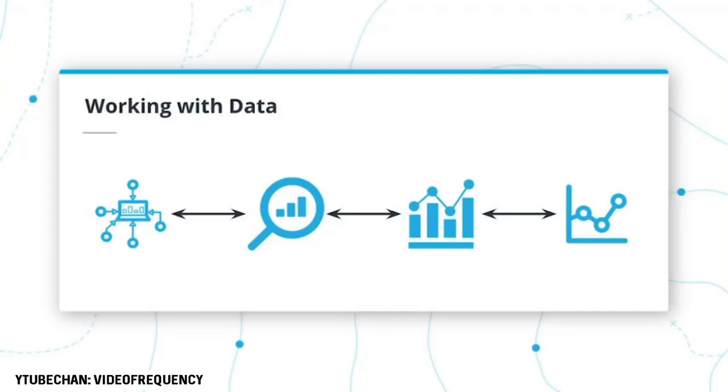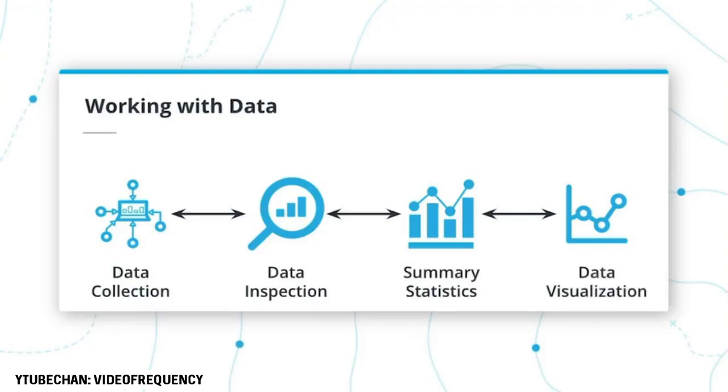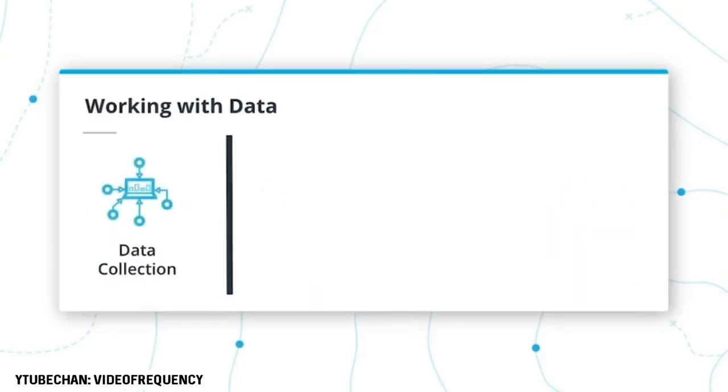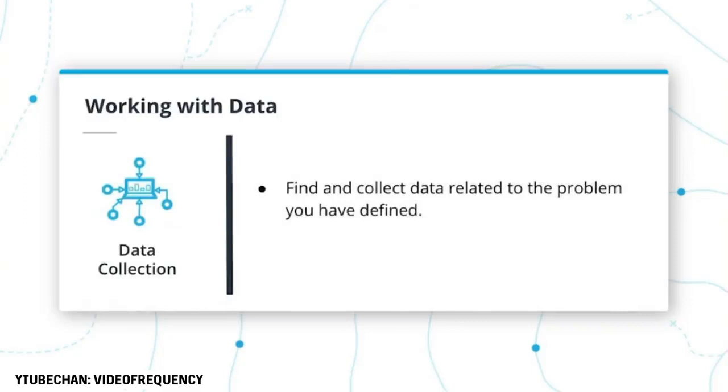There are 4 ways to break down the data portion of the machine learning workflow: data collection, inspection, summary statistics, and data visualization. Each plays an important role. Let's take a deeper look at each step. The first step is to gather data relevant to your problem. For example, if you're trying to build a system to detect if a cat is present in an image or not, you could take a lot of pictures, some of which contain cats or some of which don't.